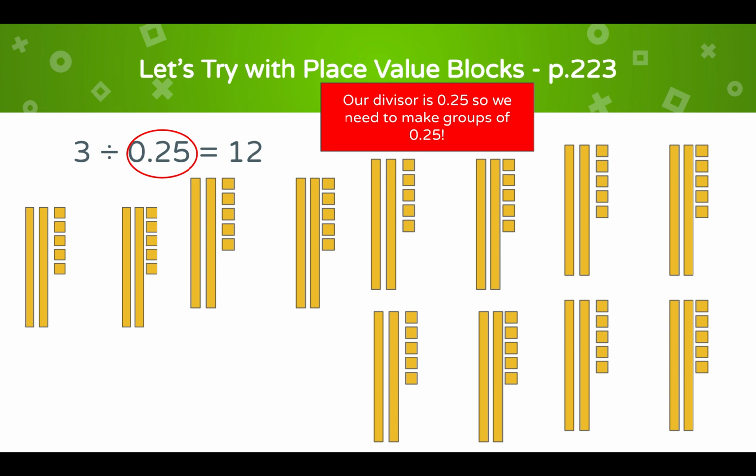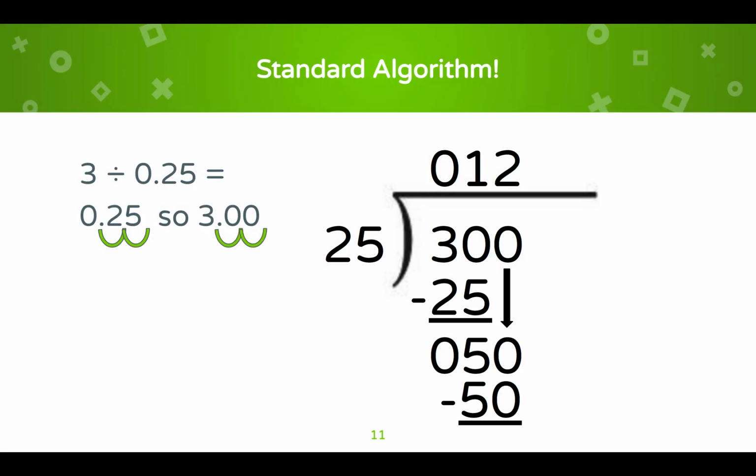You can also kind of connect this to when we did fractions, 3 divided by 1/4. Well, that is 12, because you know that 25 hundredths is equal to 1/4, or if you have 25 cents, you only have 1/4 of a dollar. All right, so now I'm just going to kind of walk you through standard algorithm real quick.